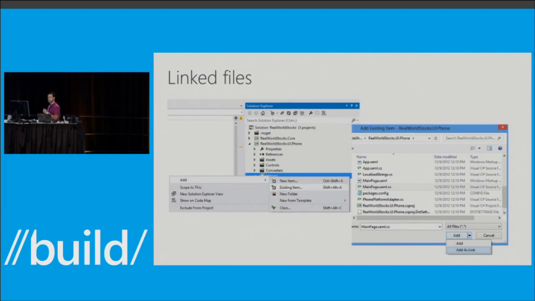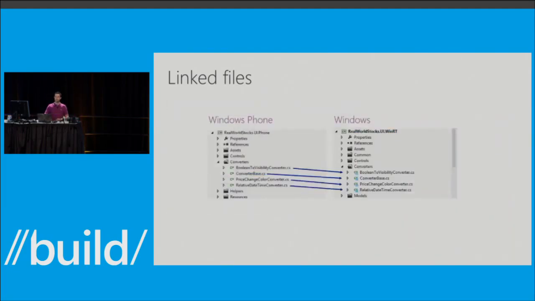And when I pick that file and say Add as Link, what you're going to get, and hopefully you can see it, are tiny little shortcut overlays over those files. And what this means is those are the same exact file on disk. So if you change it in one, it's going to change in the other. It's really neat, and we're going to really get into that too.